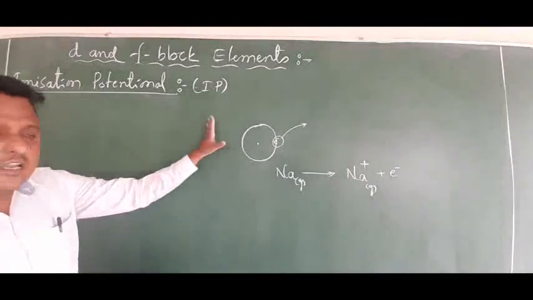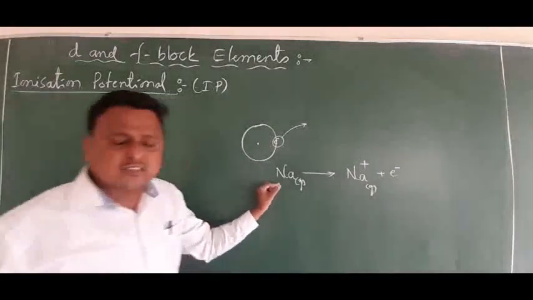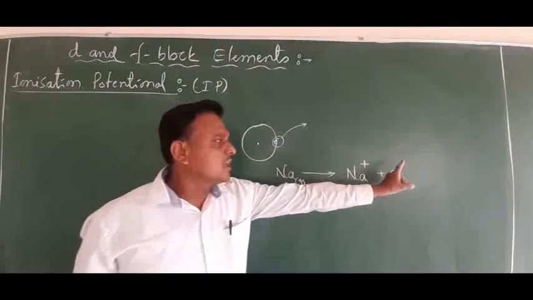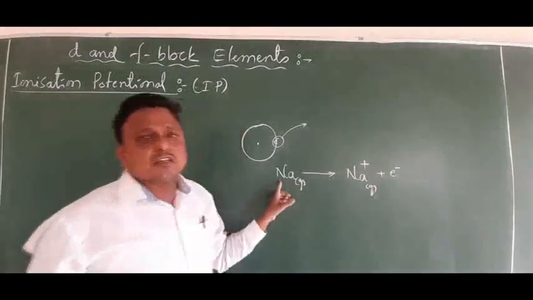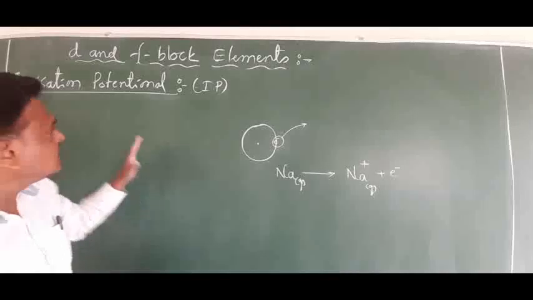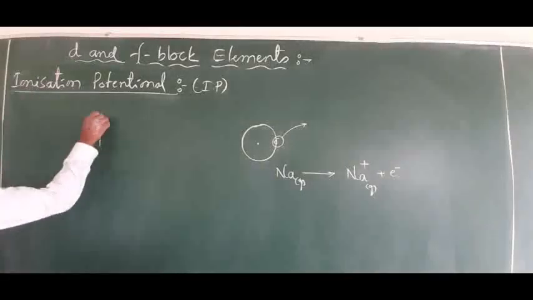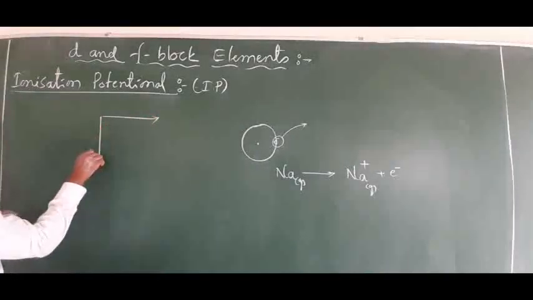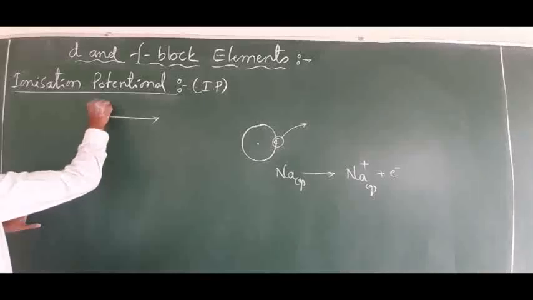Do you understand now? The energy required to remove an electron from any neutral gaseous atom, what do we call it? Ionization energy. So in the periodic table, we know this basic concept from PUC first year. Once again, I get back: this is ionization potential.